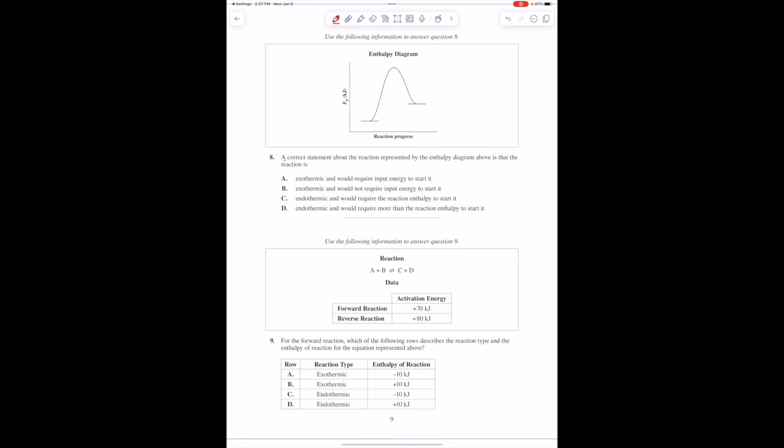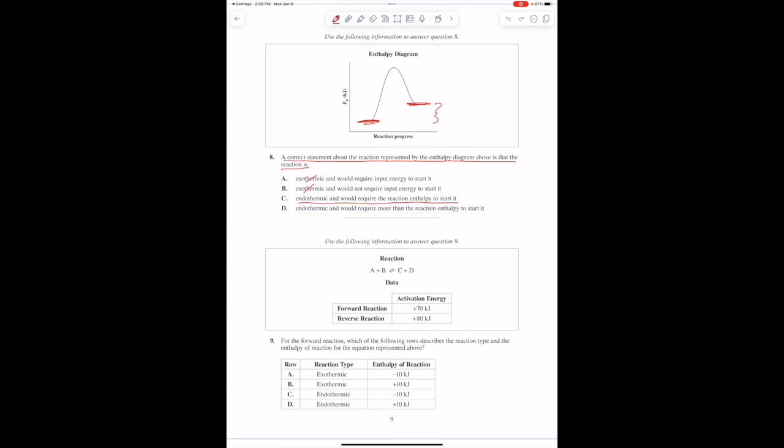Number eight. A correct statement about the reaction represented by the enthalpy change diagram above is that the reaction is exo or endo. Okay, well, I can see right now that I start here, I end here, the graph is going up, right? So it's going to have to be C or D because the graph goes up. And let's just read them now. Endothermic and would require the reaction enthalpy to start it. Endothermic and would require more than the reaction enthalpy to start it. Okay, so the reaction enthalpy.